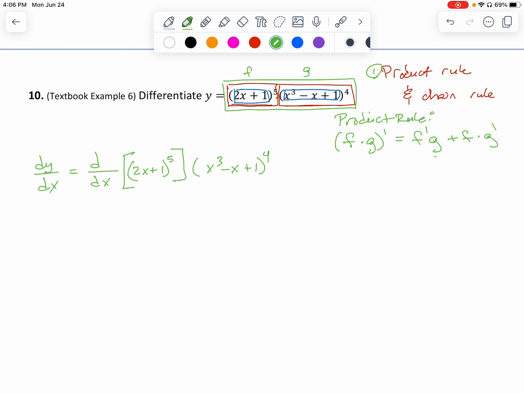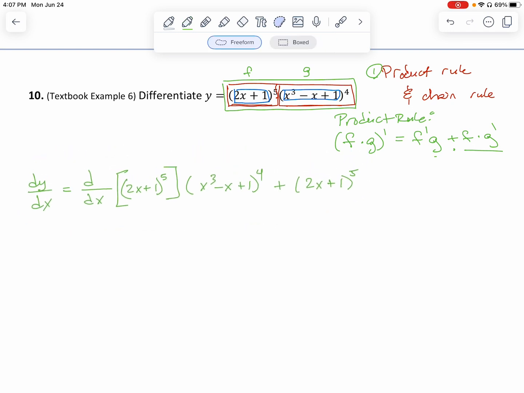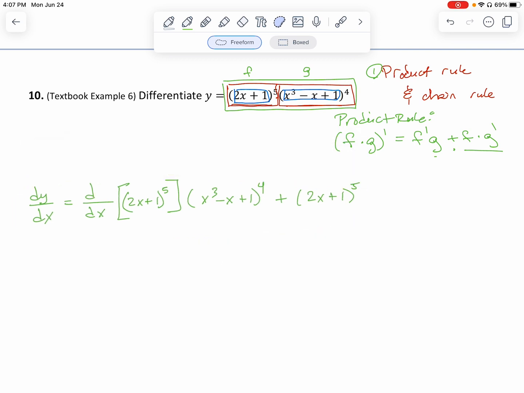And then add, so now I'm doing this part, so that's just the f, the function with no derivative, but don't forget the exponent. And then the derivative of the second function, and remember we want to include that exponent, so I'm going to use parentheses inside of brackets so I can include that 4 in the derivative.